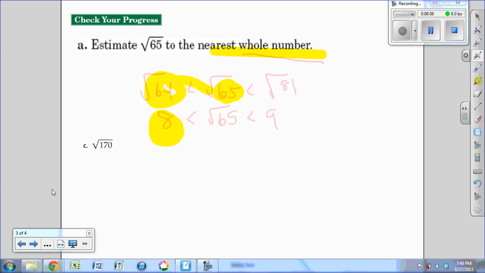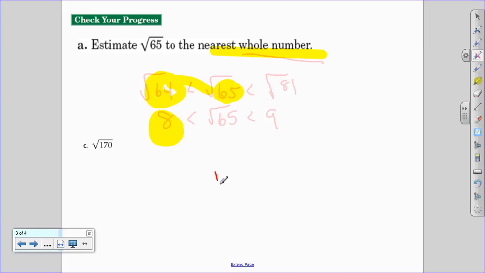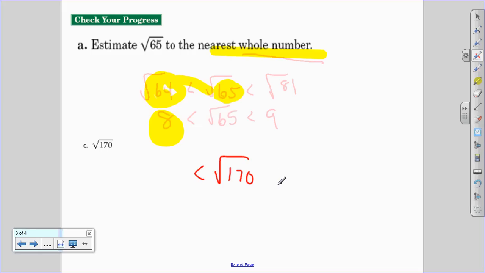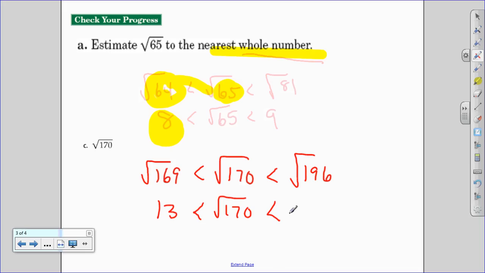Okay, so let's look at the square root of 170. Now I'm going to need some bigger numbers on my chart than what are on here, so I hope you made your chart a little longer. The square root that's going to go on this side is 169, and then the next one is 196. The square root of 169 is 13, and the square root of 196 is 14.